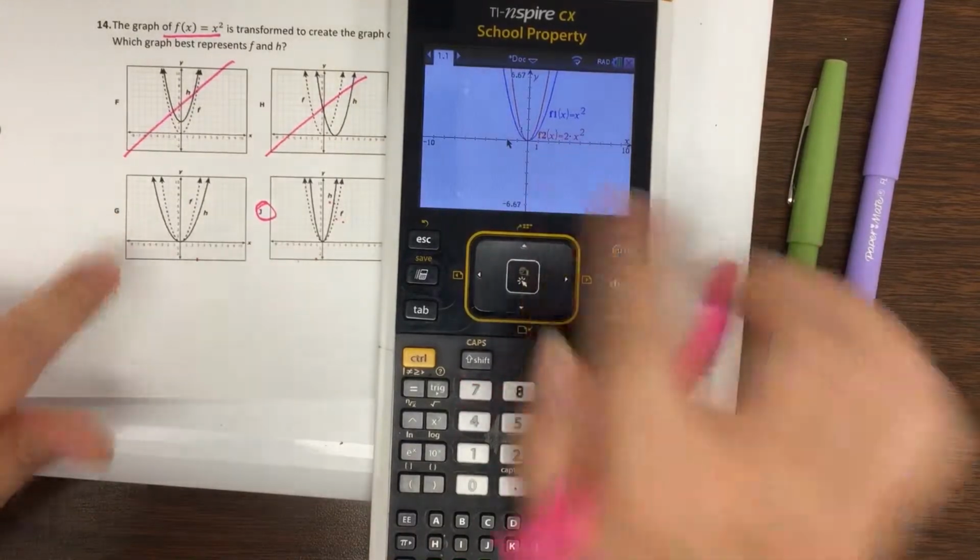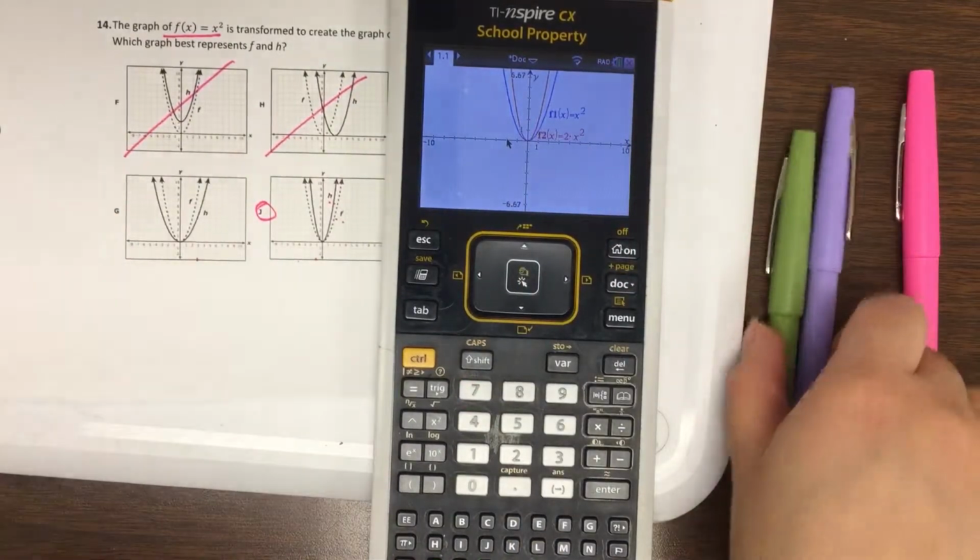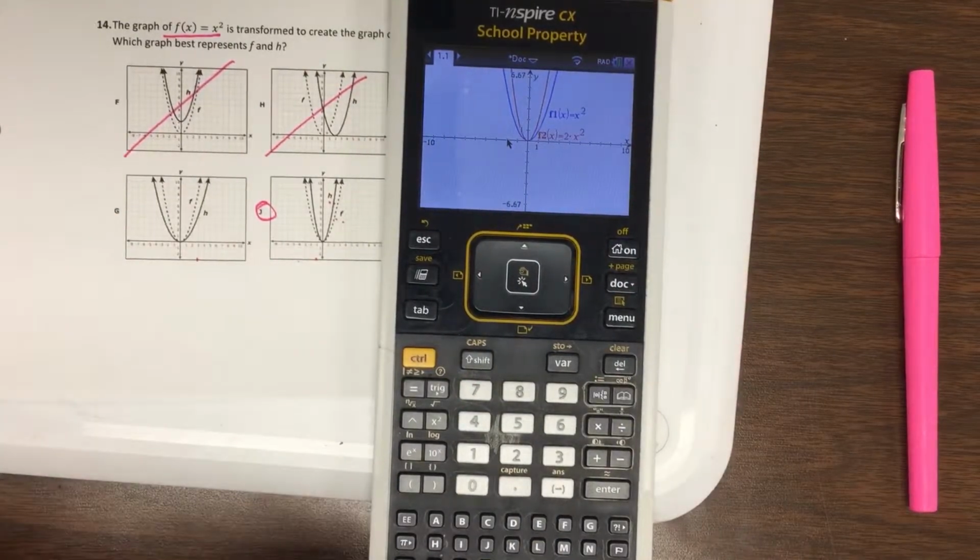So this one, just like it's going to be on your test, you really want to pay attention to that notation of how it's labeled.